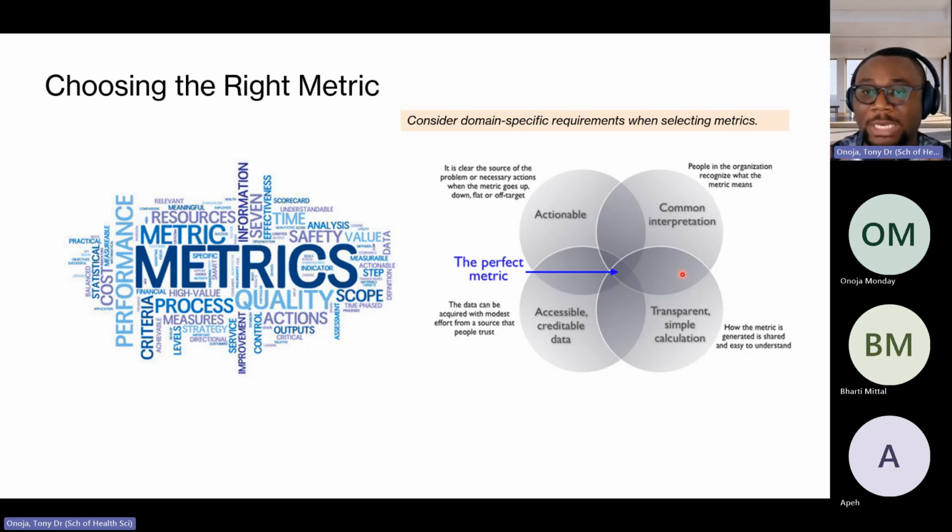So make sure it is clear what the sources of the problem or necessary actions are when the metrics go up, down, flat, or off the target. Then people in the organization recognize what the metric means. That's what they come on for, because most of the time you are not going to be talking to a technical audience. The audience you are going to be talking to are people that do not understand or are not in your field. For me, for example, as a data scientist in the medical domain, I have to communicate my findings with doctors and other medical experts.